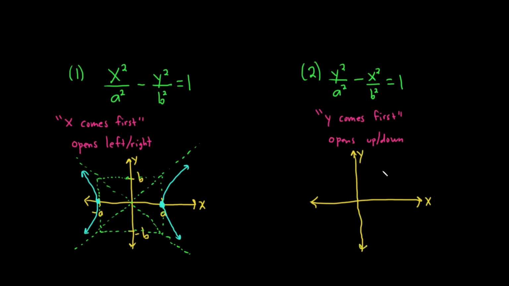Okay, this one, the y comes first, so you go up and down by a. See here, x came first, so you go left and right. Or a better way to think about it, opens left and right, go left and right by a. Opens up and down, go up and down by a. So here's a, here's negative a, here's b, here's negative b. Then you draw your box.